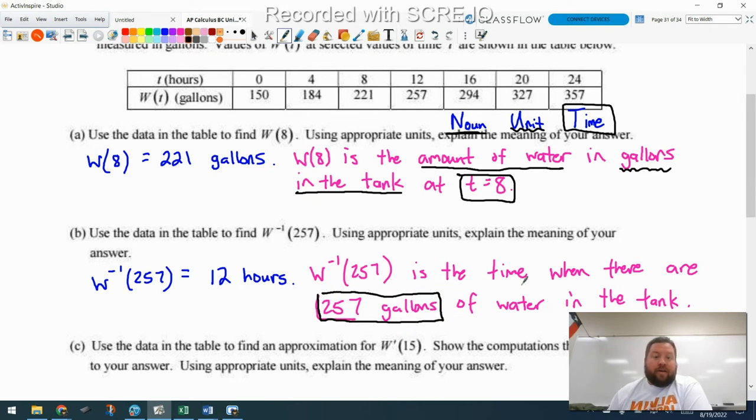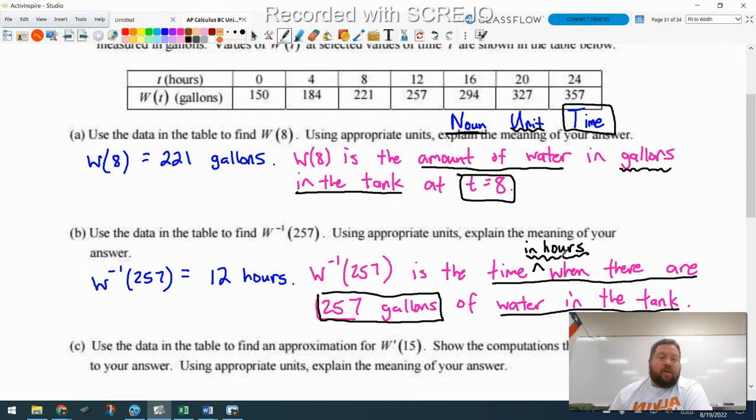All right, our noun is the time when there are 257 gallons of water in the tank. Now notice I forgot my units. I wrote them over here, but I should say right here, I'm going to fit it in, is the time in hours when there are 257 gallons of water in the tank. Okay, so now I have my unit right here. I have my noun right there, and I have my time. Again, time in quotes. Really, this is the input here, the output here, and then your units as well.